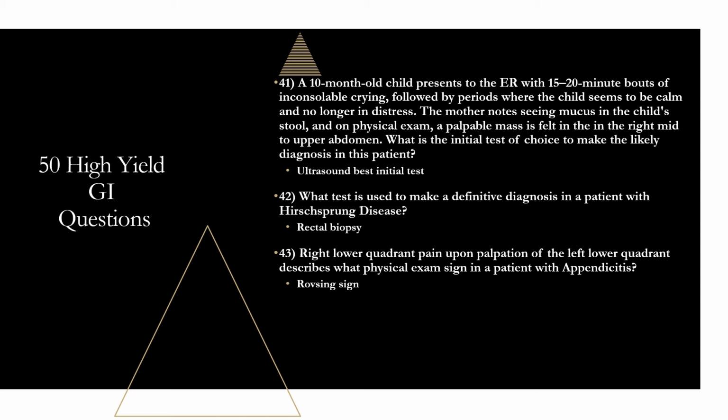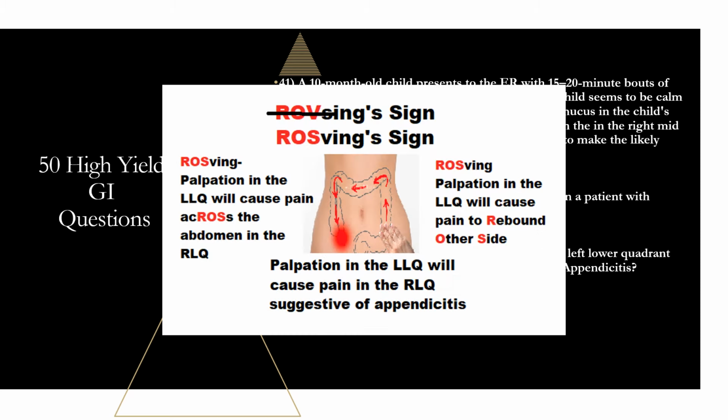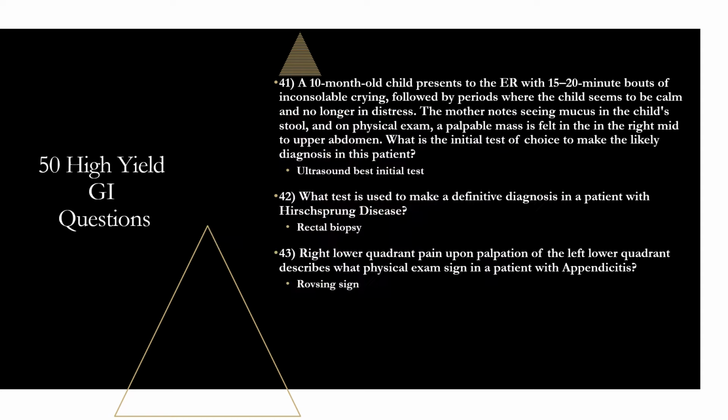The way that I used to remember that for exams, instead of Rovsing, I remembered Rosfing, and the ROS in Rosfing stood for rebound other side, because you're palpating left and it's rebounding to the other side, the right. Or the ROS could stand for palpation in the left lower quadrant will cause pain across the abdomen, in the right lower quadrant. So that's how I used to remember that.